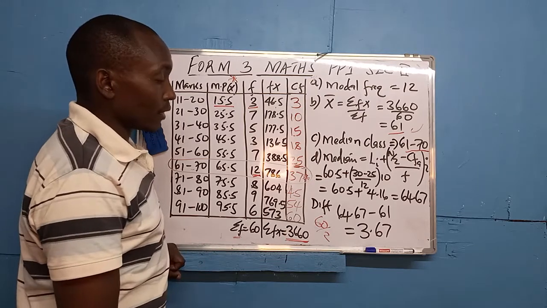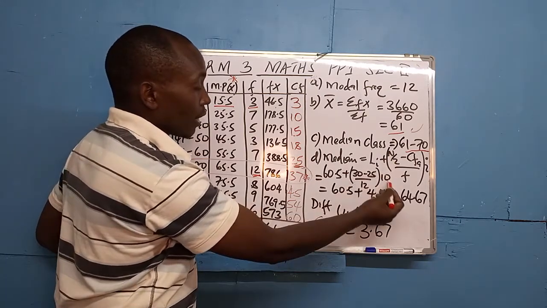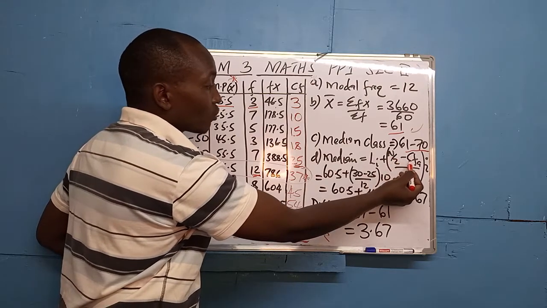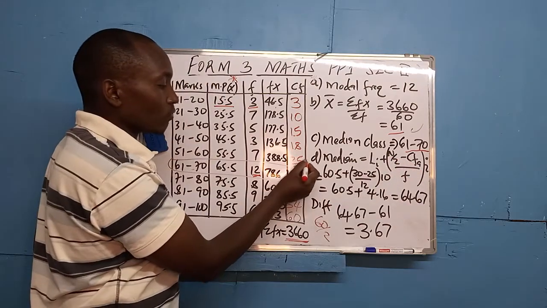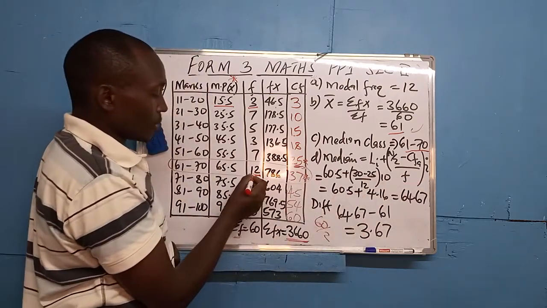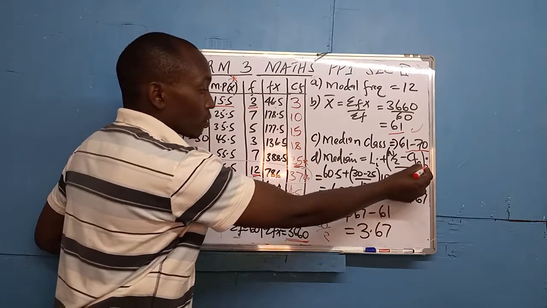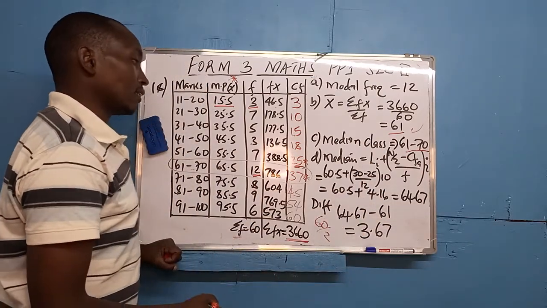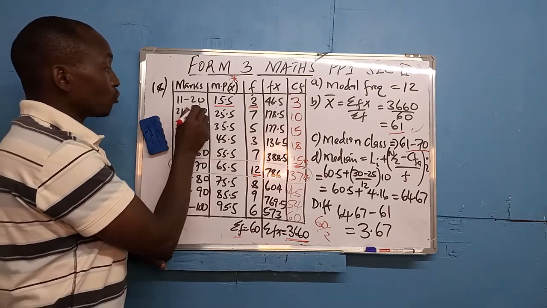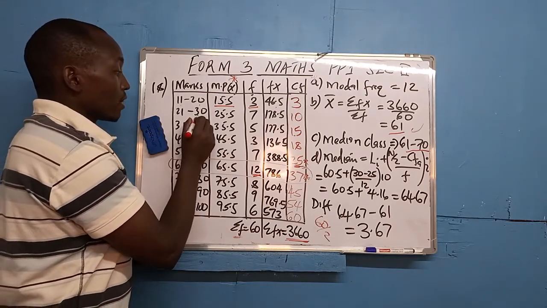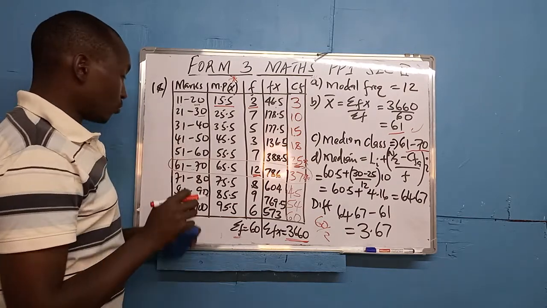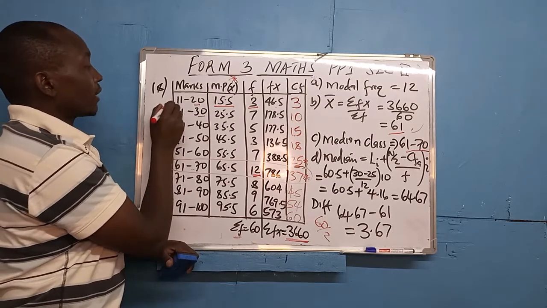Then we calculate the median. The lower class limit added to the total frequency over 2 minus the cumulative frequency above the median class, then over the frequency of the median class, that is f, multiplied by the class interval. And how do I know the class interval? It is not 20 minus 11. It can be 30 minus 20. Otherwise, I can go back to get what we call the class limits.